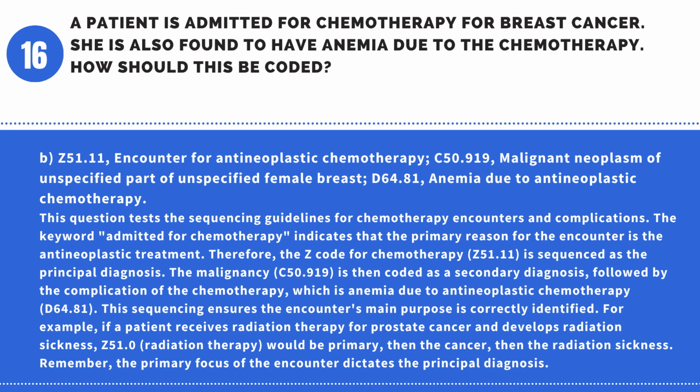Therefore, the Z code for chemotherapy, Z51.11, is sequenced as the principal diagnosis. The malignancy, C59.19, is then coded as a secondary diagnosis, followed by the complication of the chemotherapy, which is anemia due to antineoplastic chemotherapy, D64.81. This sequencing ensures the encounter's main purpose is correctly identified. For example, if a patient receives radiation therapy for prostate cancer and develops radiation sickness, Z51.0 radiation therapy would be primary, then the cancer, then the radiation sickness. Remember, the primary focus of the encounter dictates the principal diagnosis.